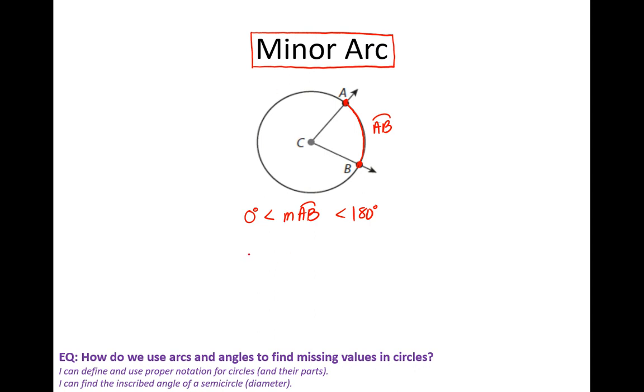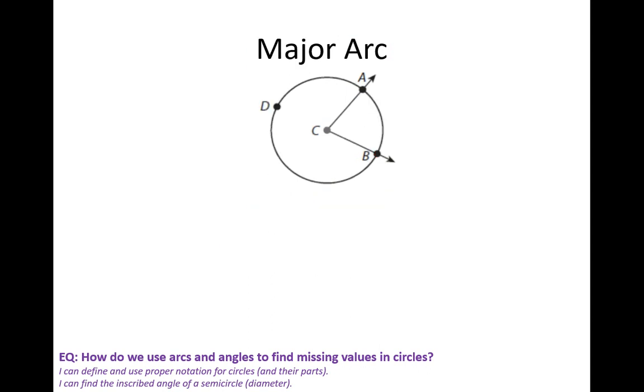One other thing I want to make sure we understand for minor arcs is that we use two letters to name it. So minor arcs are the only arcs that we can use two letters to name. And again, they have to be small arcs, less than half a circle. Let's go to the next one, major arc.